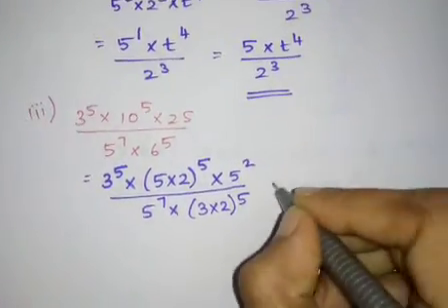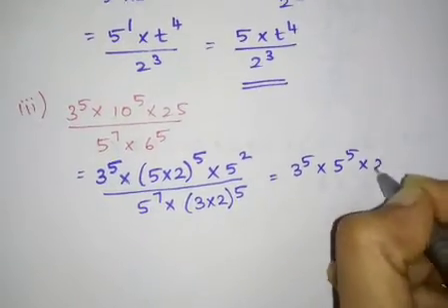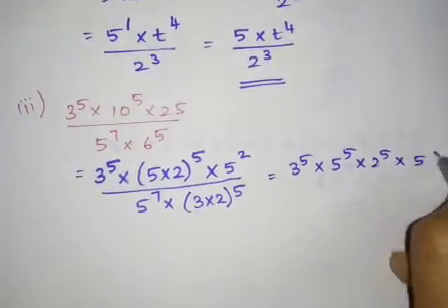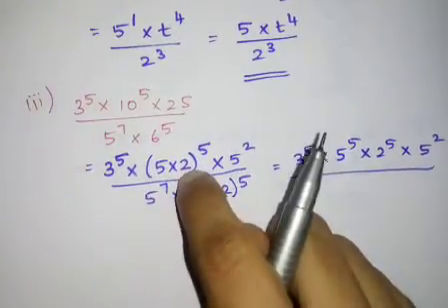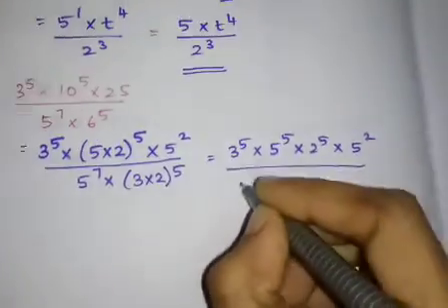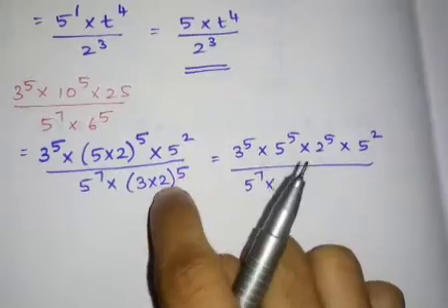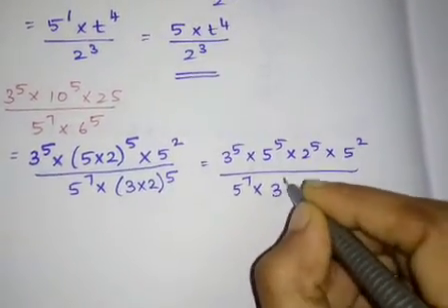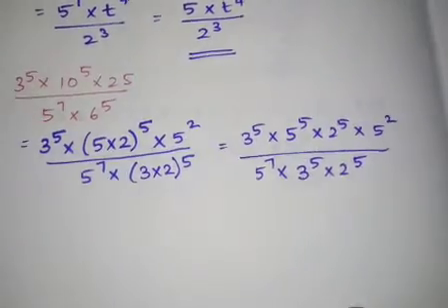Now 3 power 5 into 5 power 5 into 2 power 5 into 5 square. Yes, because this power 5 is common for 5 and 2. Now 5 power 7 into 3 power 5 into 2 power 5, because this power 5 is common for 3 as well as 2. Now I have segregated everything separately.